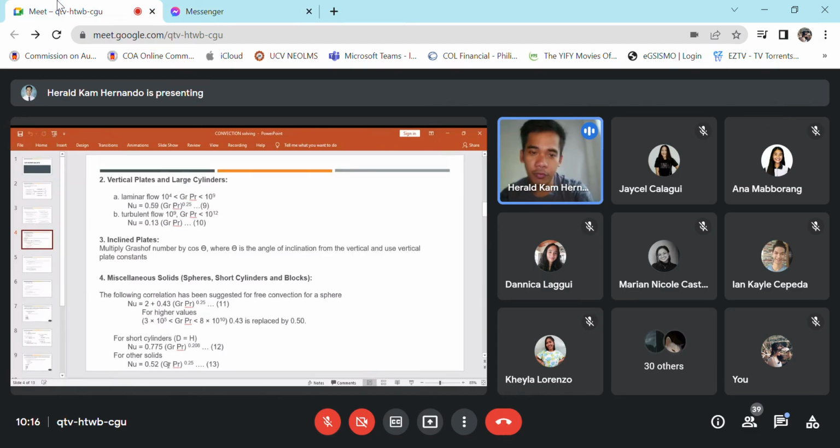Like for example, in these vertical plates and large cylinders at letter A, you just multiply the Grashof number by cosine of the inclination angle theta given in the problem.